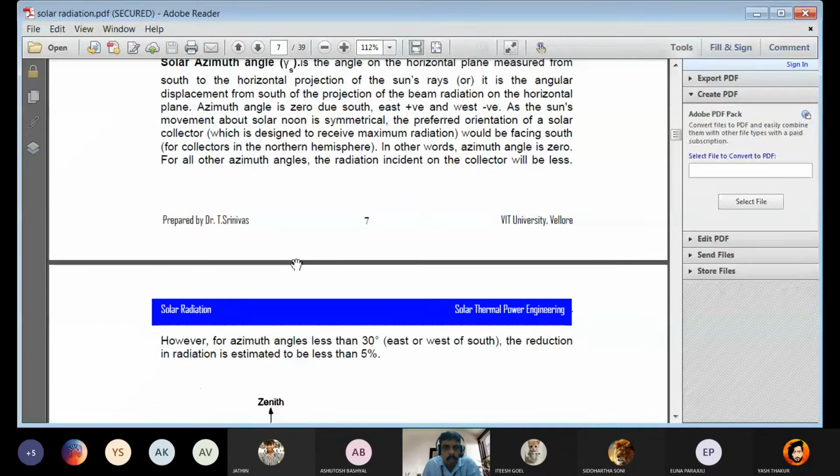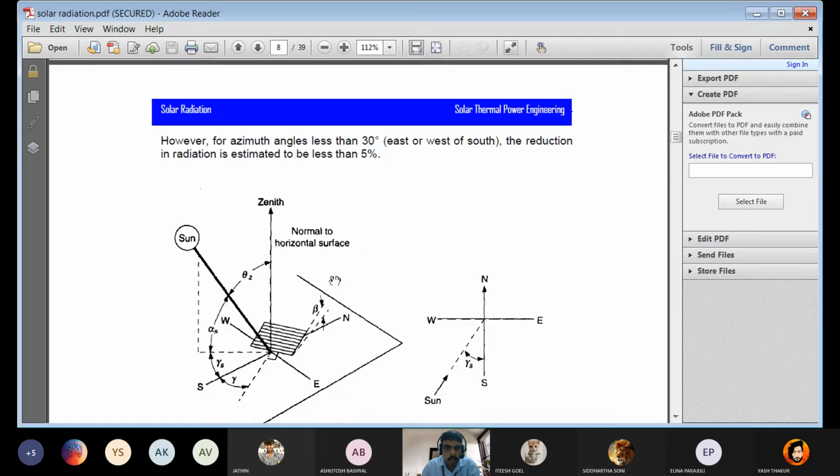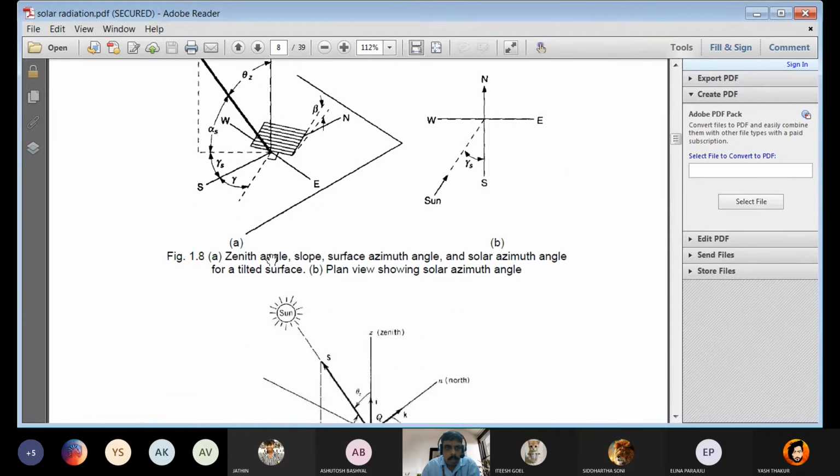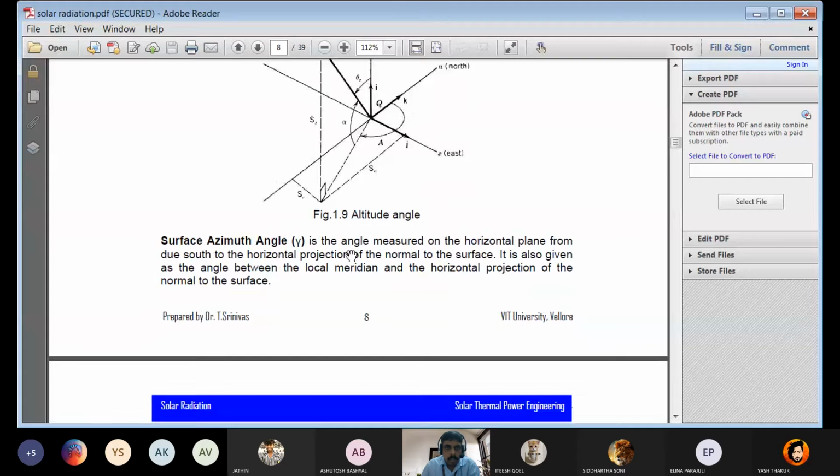These are all defined in order to have some correlations for estimating solar radiation. Okay, so it may give you a confusion at this time, but you can read this PDF to get more information. Gamma and gamma s. This picture shows this one, right? The surface azimuth angle is the angle measured on the horizontal plane from the due south to the horizontal projection of the normal to the surface. It is also given as the angle between the local meridian and the horizontal projection of the normal to the surface.